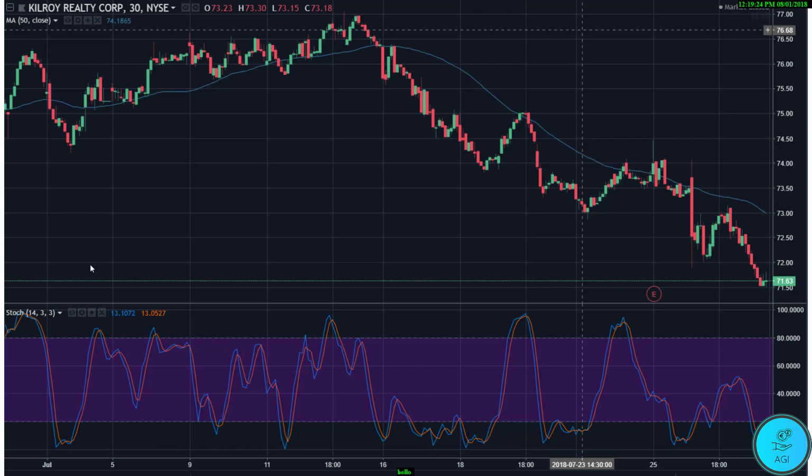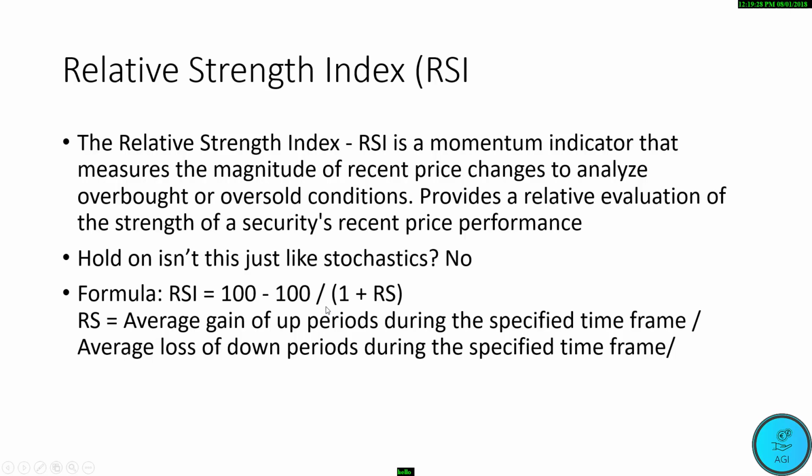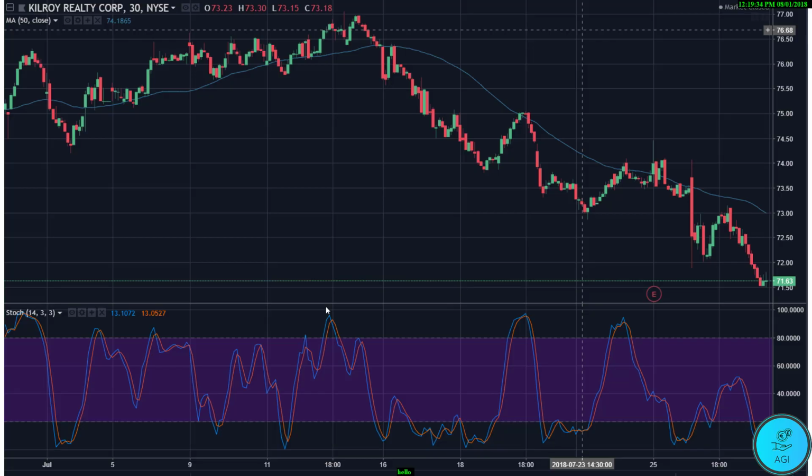Okay, and I guess did we already do that one? Oh, that's just that one kind of extended. So you can see that the downward trend has continued, if you did enter a short position back up here. Right, so now we're moving on.